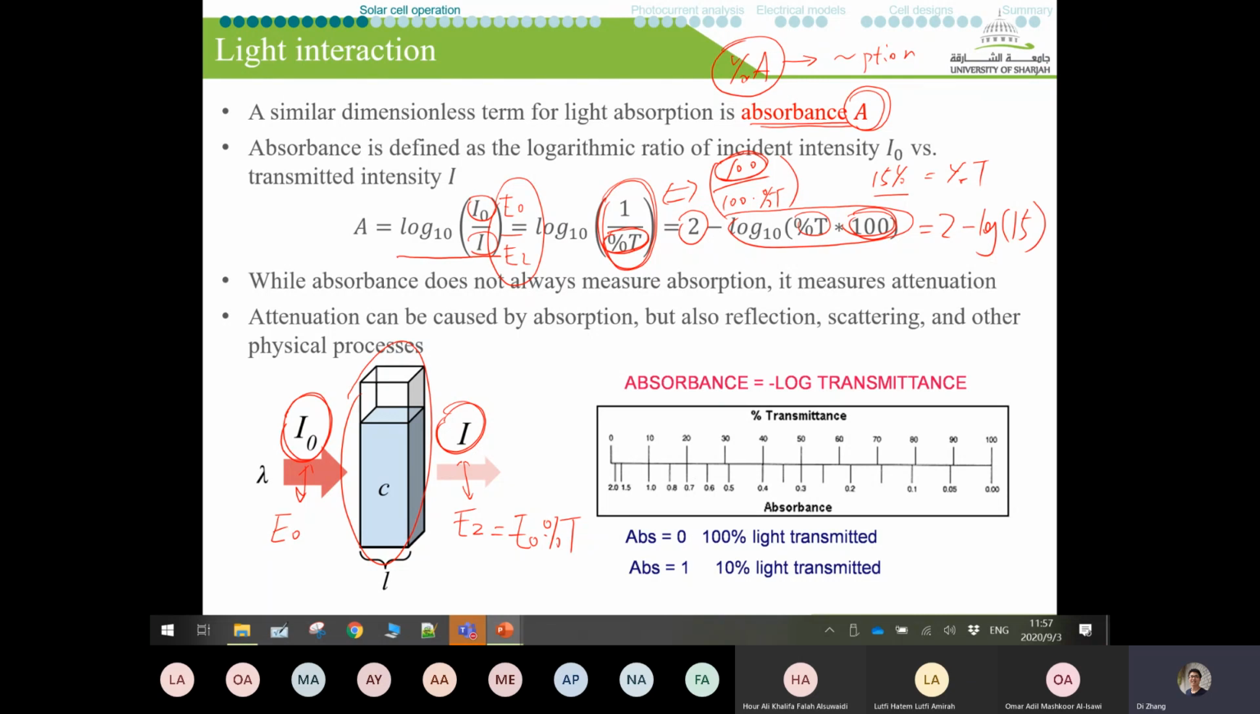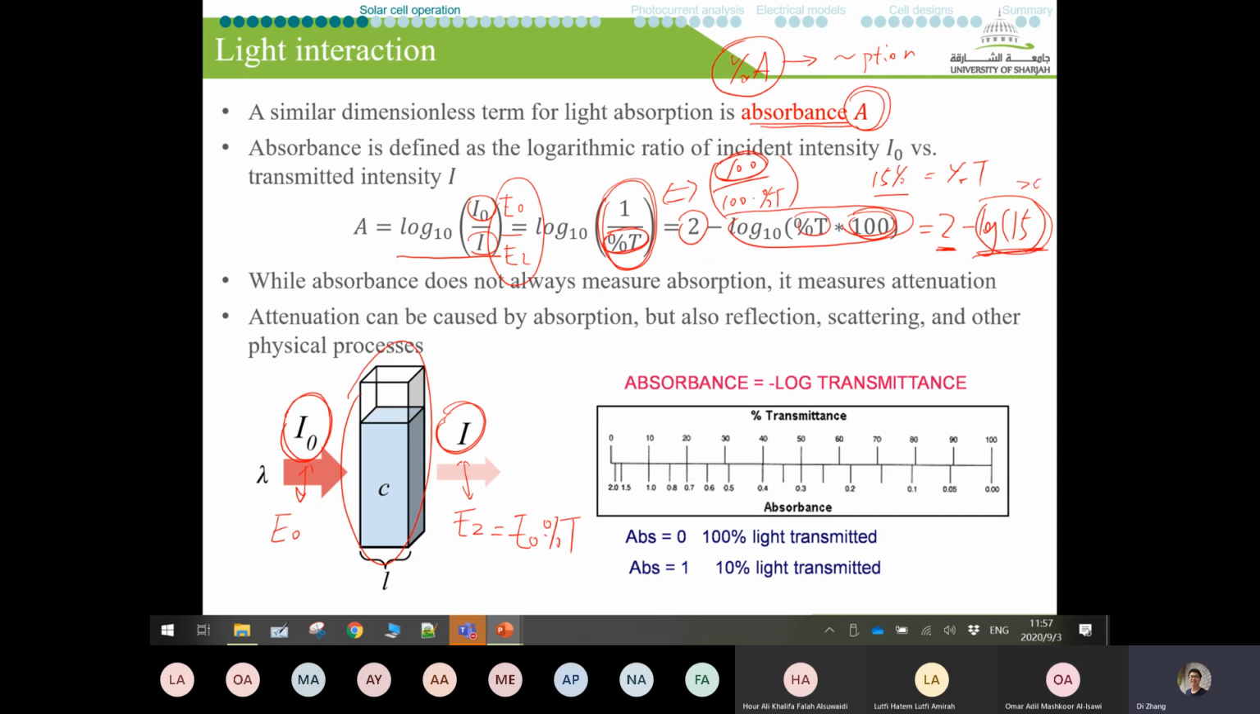So you can see one thing from here, which is that absorbance actually starts from around 2. Because for the part afterwards, log 10, log 15, log 30, typically this part should be positive.